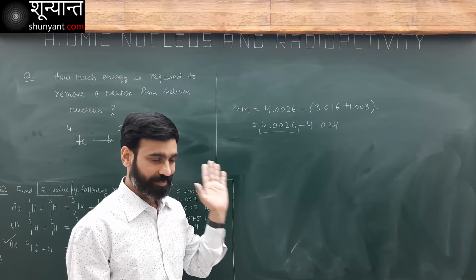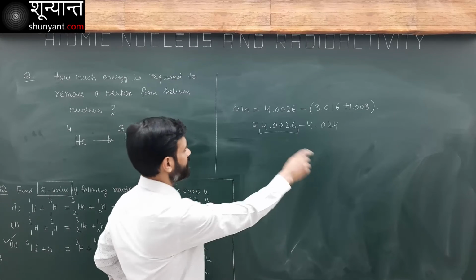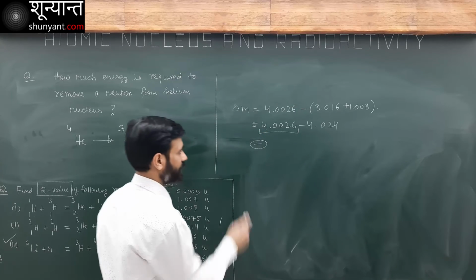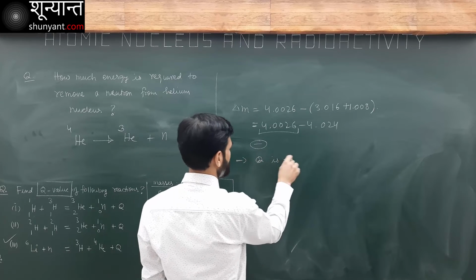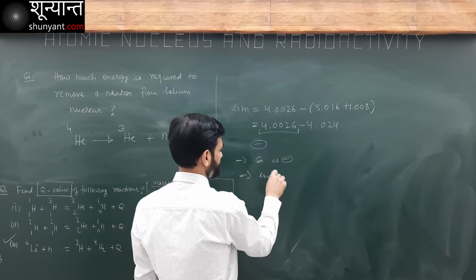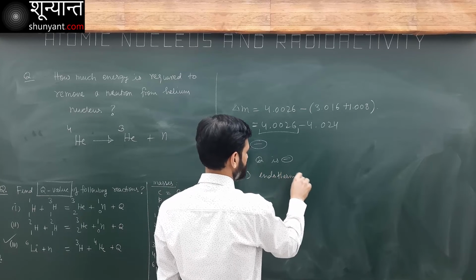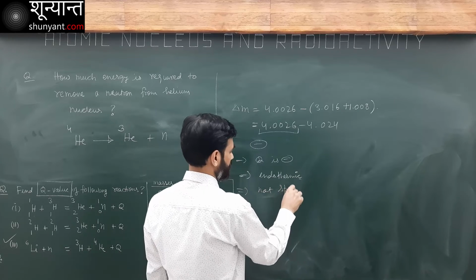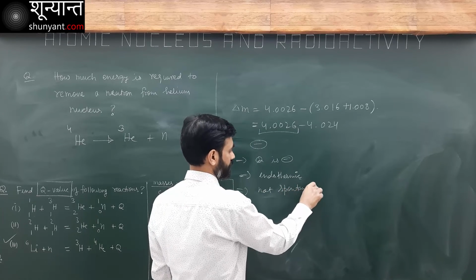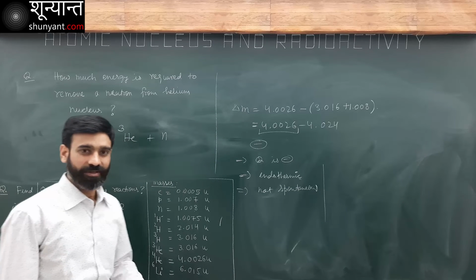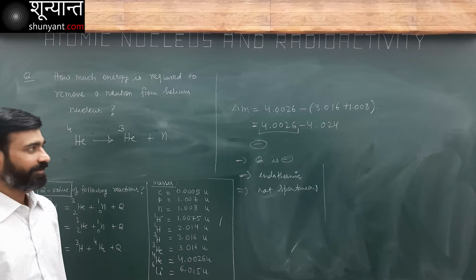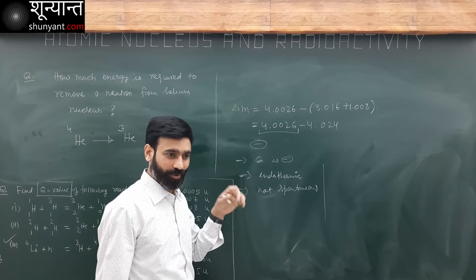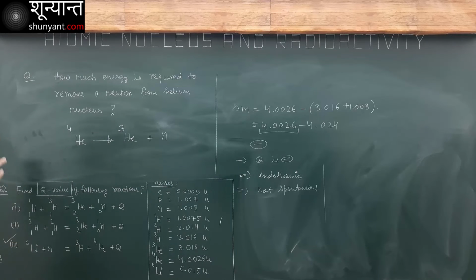That means we are supplying some energy. This is going to be negative. That means Q is negative. It is endothermic. It is not spontaneous, so it will not happen on its own. So that's it about it.